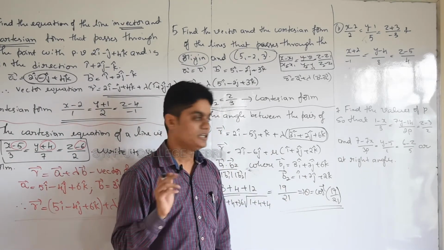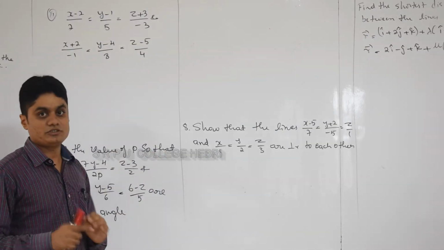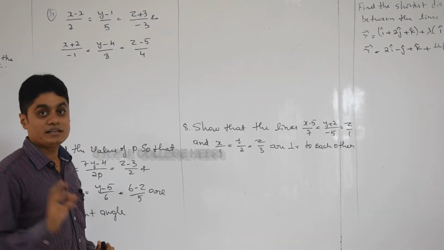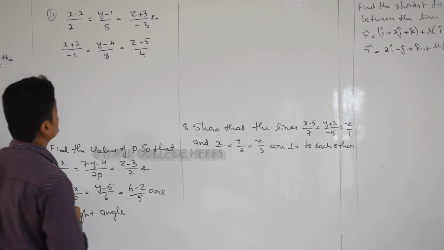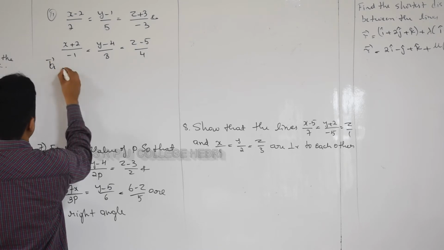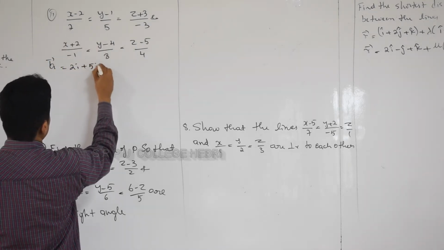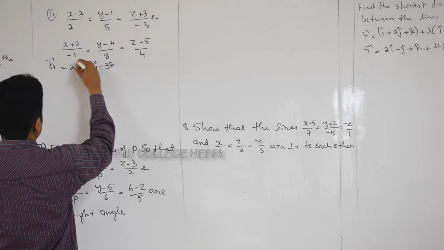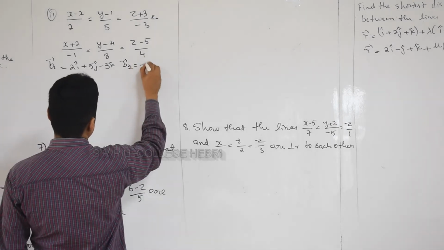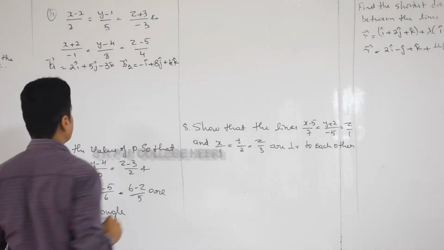Okay. Next question, finding the angle between two straight lines. In the previous problem we solved with two equations in vector form. Now the two equations are in Cartesian form, but the question is the same, find the angle between them. So first you have to write vector b1 and b2. b1 is the denominator of the first equation, 2i plus 5j minus 3k. First you have to identify vector b1 and b2. b2 will be the denominator of the second equation, minus i plus 8j plus 4k.